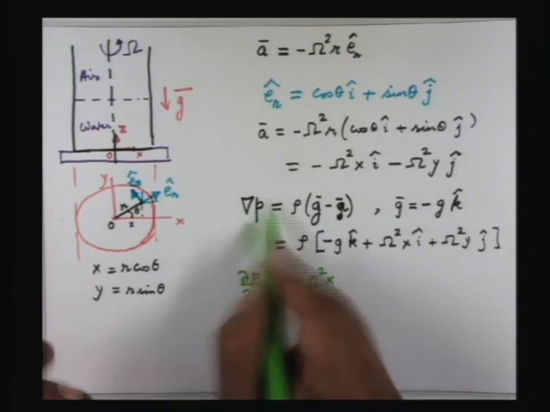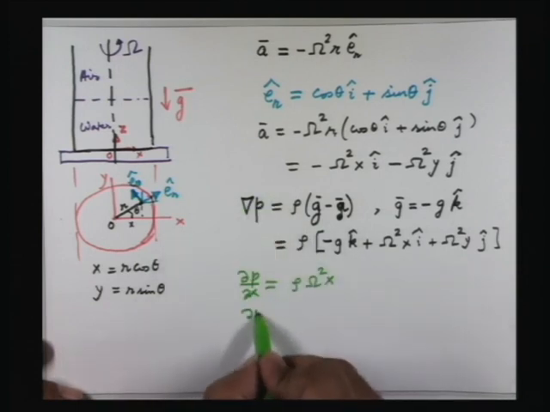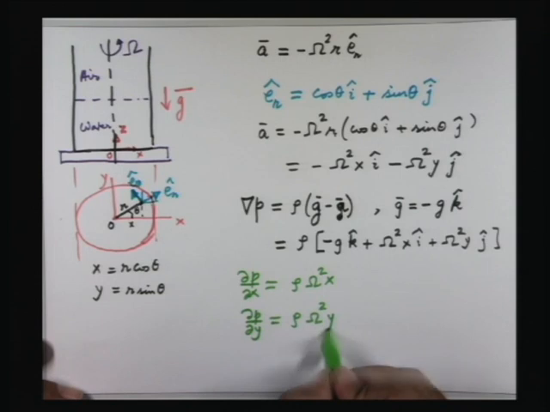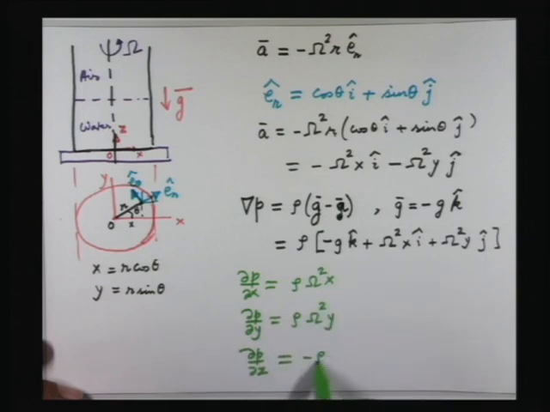Now grad p y component is del p del y. If we equate the y components here, we are going to have rho omega squared y, and the z component of grad p is del p del z, and the z component of the vector on the right hand side is minus rho g. So I have to integrate these three equations to find the pressure distribution. Let me write it again on the next sheet and continue.